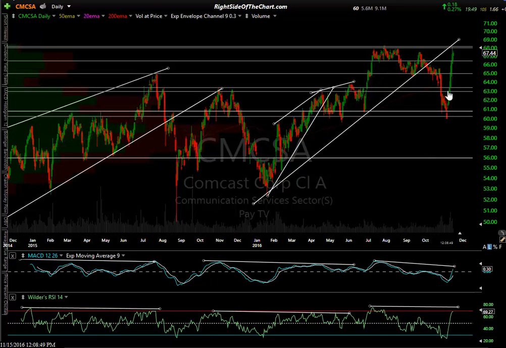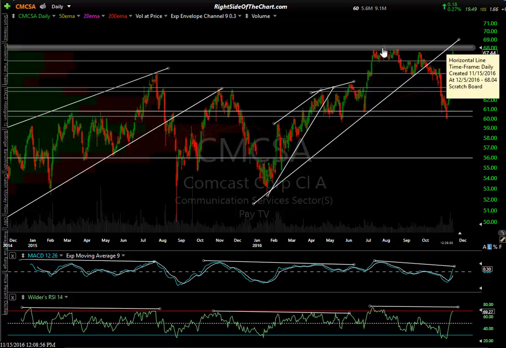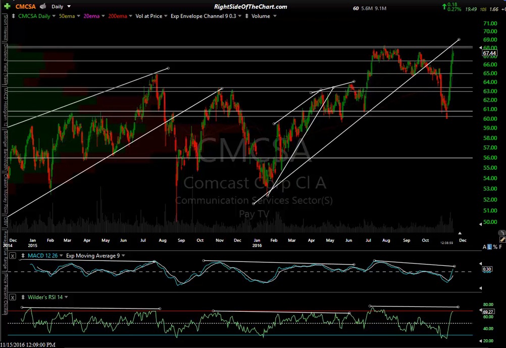All right, we'll wrap up with just a couple more here. Comcast. Here's a huge rip in Comcast, but look at this. We had an uptrend line here, a pretty well-defined uptrend line, back testing that uptrend line, also testing the previous highs in Comcast after an extended run.